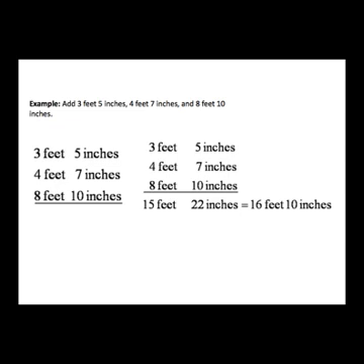One example here is adding. You have 3 feet 5 inches, 4 feet 7 inches, and 8 feet 10 inches. What we want to do is add all the feet and all the inches, and we come up with 15 feet 22 inches, which equals 16 feet 10 inches. The reason is because there's 12 inches to a foot.